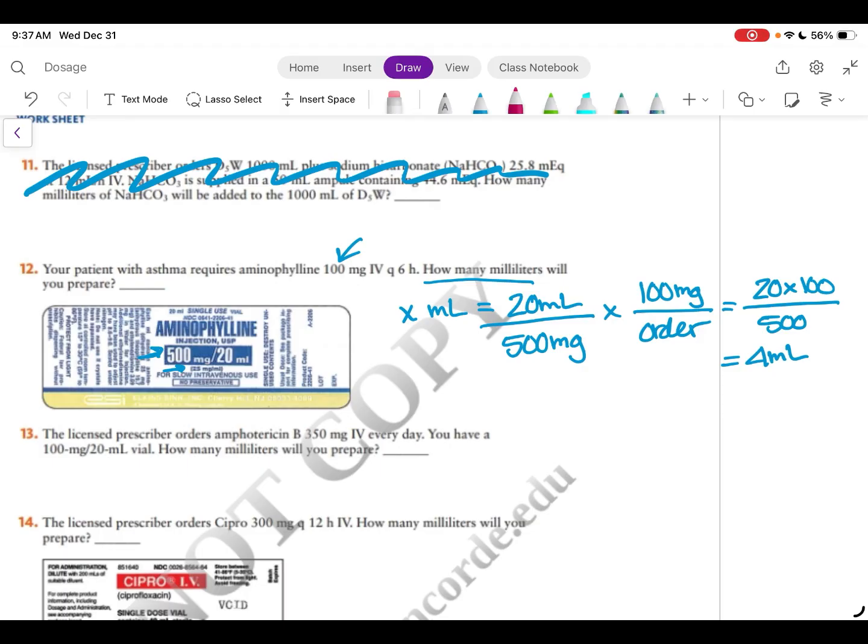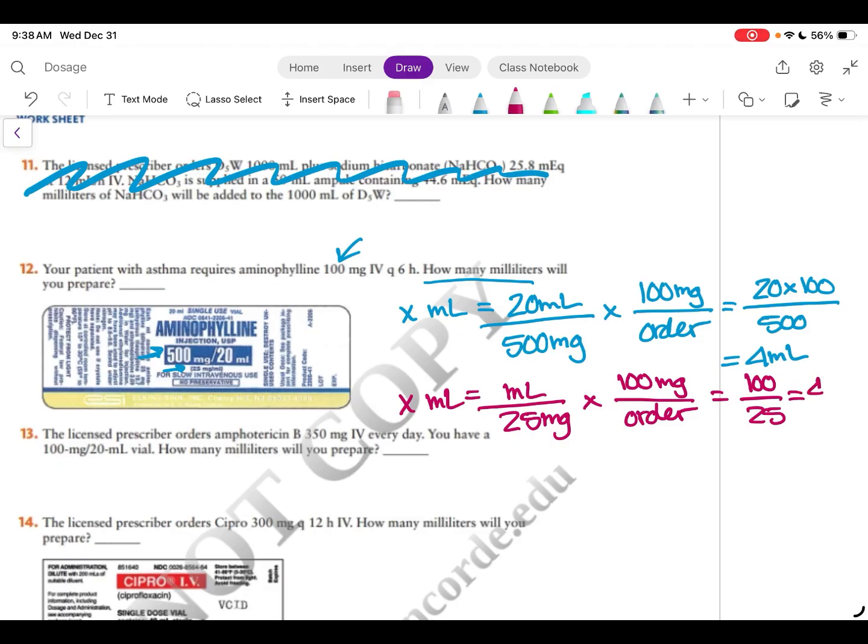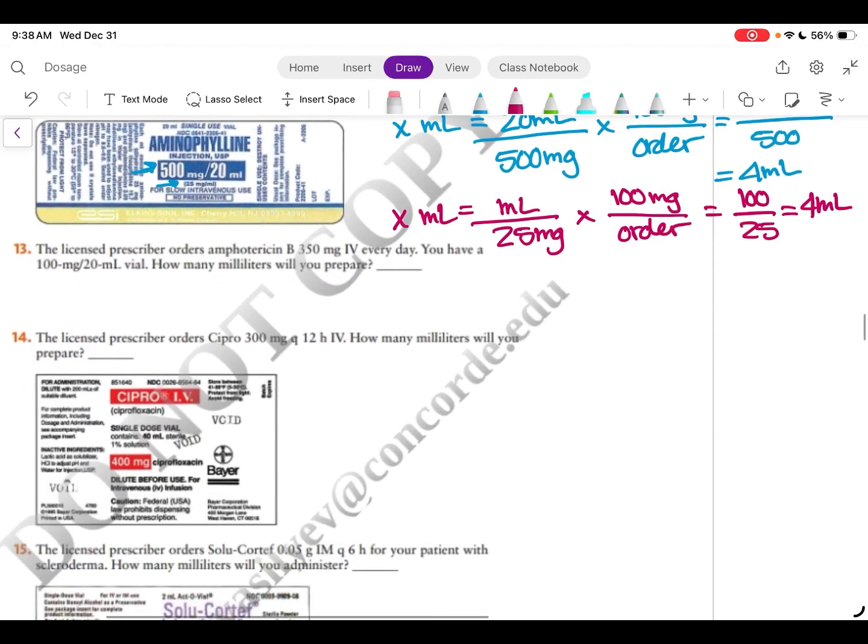I think the lower one says there's 25 milligrams in a milliliter, so let's see. 1 milliliter, 25. Yeah, that makes sense. Order. So then 100 divided by 25 is going to give you 4. So 4 milliliters is the answer for this one. All right.